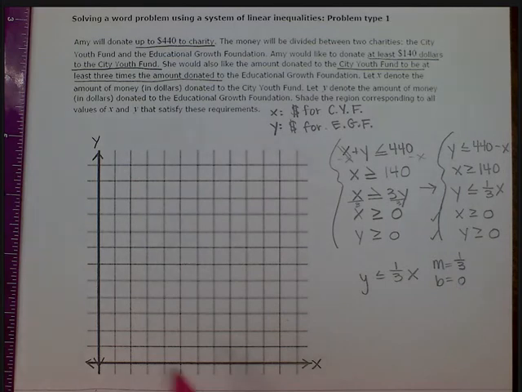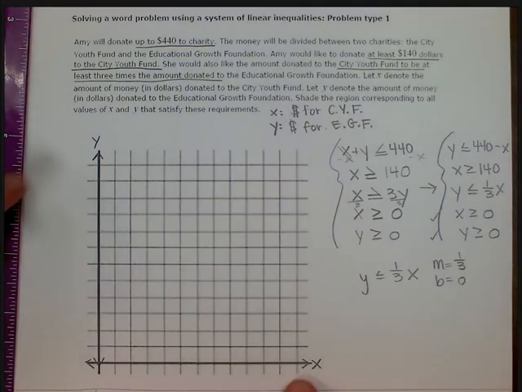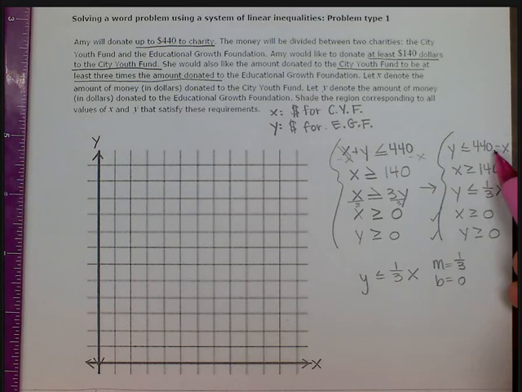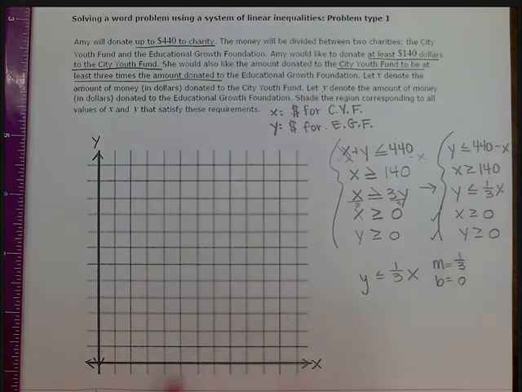However, I first need to decide how much to count by on the axes. So I look up here, and I see that I have 440 and I have 140. So I can't count by ones because I'll never get to those numbers. So I might count by, let's see, 50, 100, 150, 200, 250, 300, 350, 400, 450. I might just count by 50s.